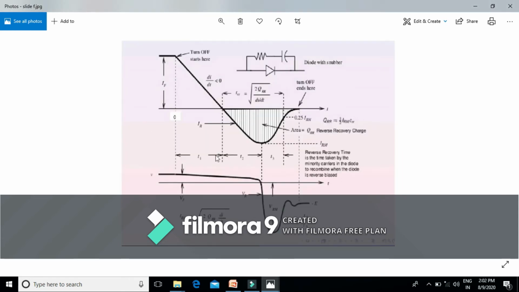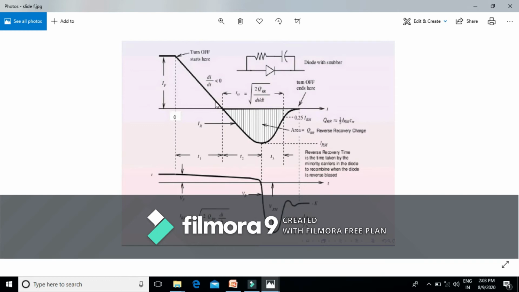Now let us explain this diagram. Here this represents the steady state. Up to this dotted line, this represents the on state and this represents the off state. During the on state there will be some steady state current, that is forward current, and that's why it's represented by IF. From this interval the turning off of the diode occurs, because during off the current will be 0 and voltage will be maximum.